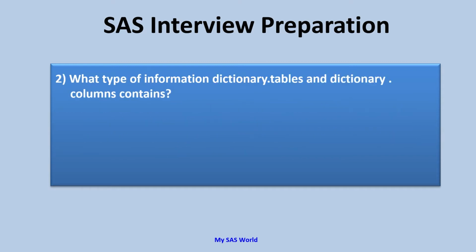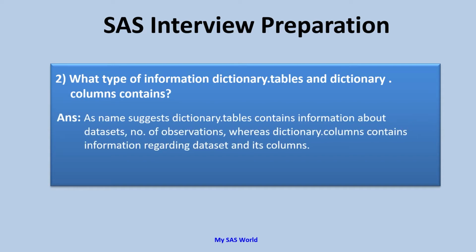What type of information do dictionary.tables and dictionary.columns contain? So as I told you earlier, these tables store the current SAS session metadata. So these two tables should store the current metadata related to tables and columns. So the answer is, as the name suggests, dictionary.tables contains information about datasets, number of observations, whereas dictionary.columns contains information regarding datasets and their columns. There is a lot more information available in those tables.